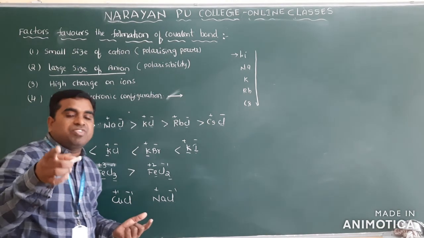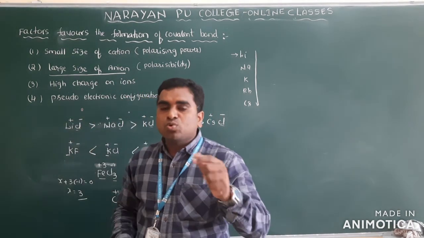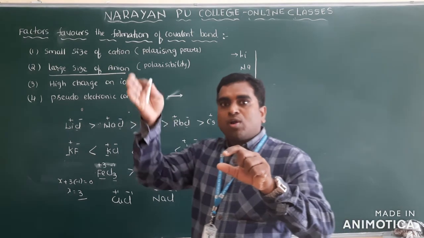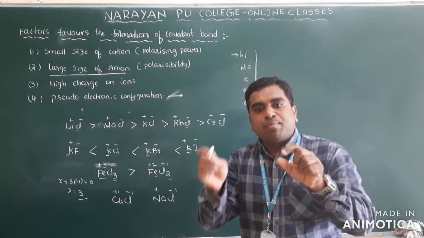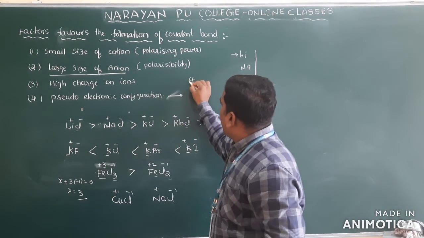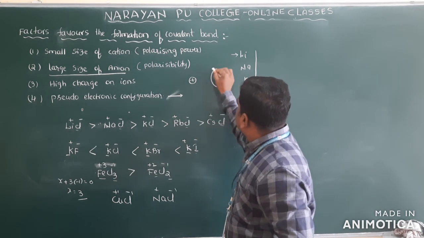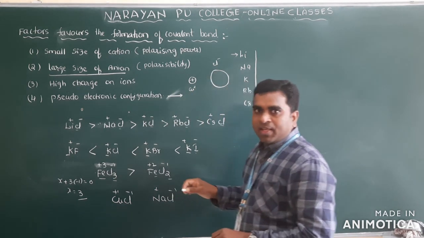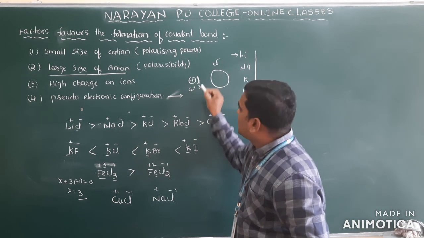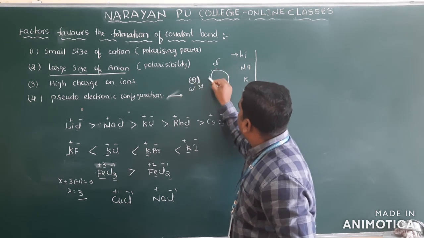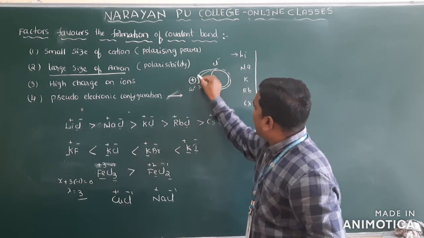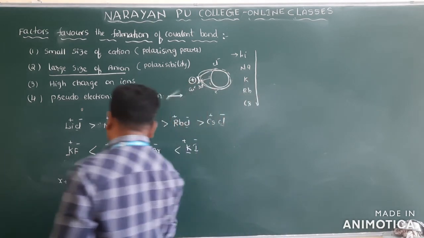The Cu plus ion will have which configuration? Pseudo-noble gas electronic configuration. Pseudo-noble gas configuration means which orbital will come? The d orbital. Due to the poor shielding of the d orbital, the nuclear charge on the Cu plus cation is high. Here, the 3d orbital has a poor shielding effect. This positively charged ion attracts the electrons of Cl minus towards it, so polarization takes place gradually. So that's why covalent character is more in this case.